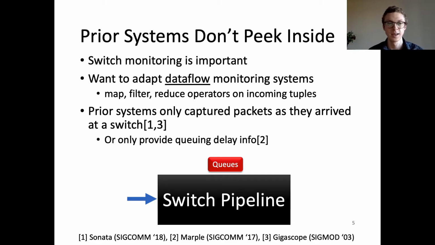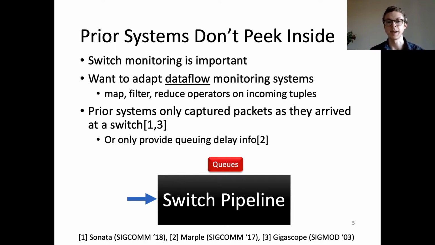the switch. Specifically, we looked at data flow monitoring systems, which provide a data flow language with operators like map, filter, and reduce that apply to incoming tuple data. In this case, tuples represent individual packets.